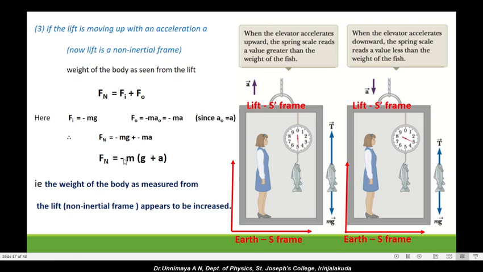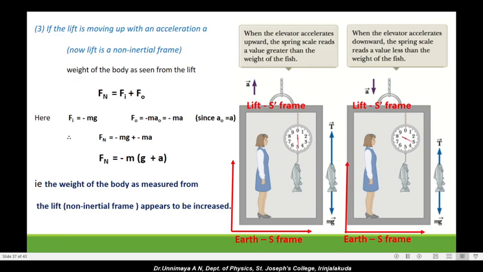-mg ആയിരുന്നു ഇനേർഷ്യൽ ഫ്രെയിമിൽ മെഷർ ചെയ്തപ്പോൾ വെയിറ്റ് വന്നിരുന്നത്. ഇവിടെ എന്താ വരുന്നത്? -mന്റെ കൂടെ g മാത്രമല്ല, ജിയുടെ കൂടെ ഒരു ആക്സലറേഷൻ കൂടി വന്നു, g plus a വന്നു, which means that the weight of the body as measured from the lift appears to be increased. അപ്പോൾ ലിഫ്റ്റ് മുകളിലേക്കാണ് മൂവ് ചെയ്യുന്നതെങ്കിൽ ആ പേഴ്സൺ ഹോൾഡ് ചെയ്തിരിക്കുന്ന സ്പ്രിംഗ് ബാലൻസിനോട് കണക്ട് ചെയ്തിരിക്കുന്ന മാസ് m എന്തായിരിക്കും? ആക്ച്വൽ മാസ് m ആണ്, പക്ഷെ ലിഫ്റ്റ് മുകളിലേക്ക് മൂവ് ചെയ്യുമ്പോൾ എമ്മിനേക്കാളും കൂടുതൽ വെയിറ്റ് അതിനുള്ളത് പോലെ നമുക്ക് തോന്നും.